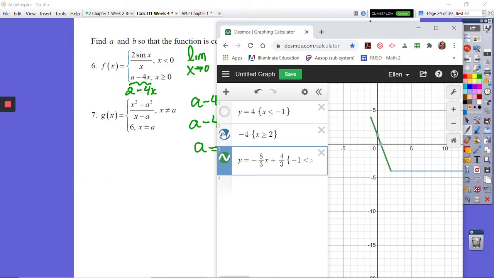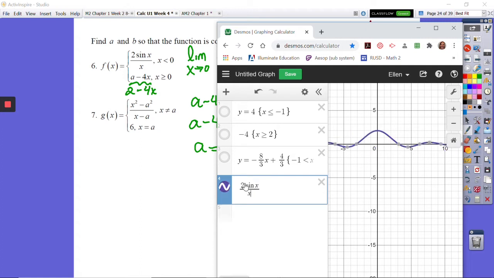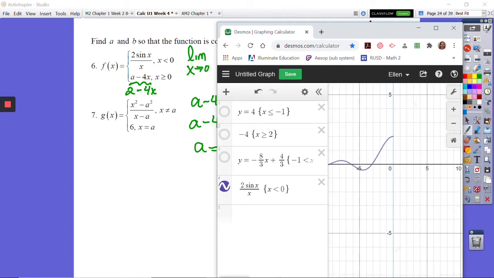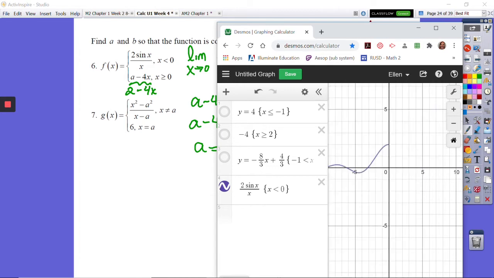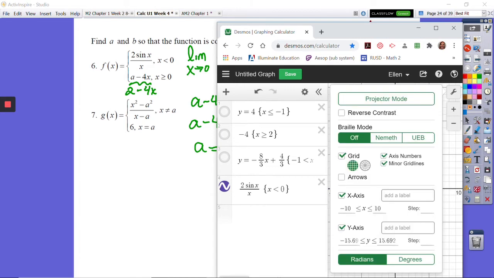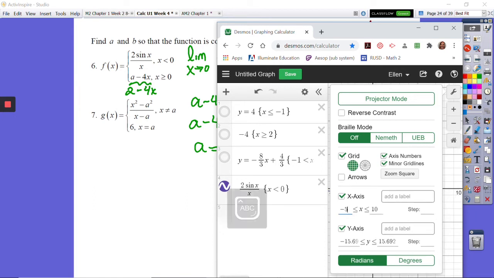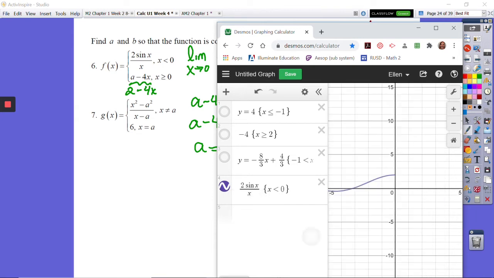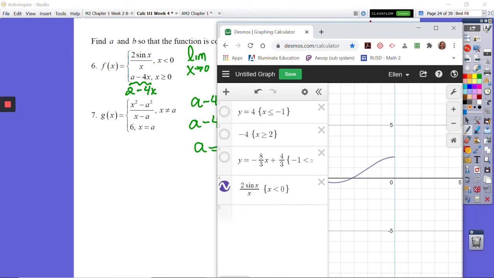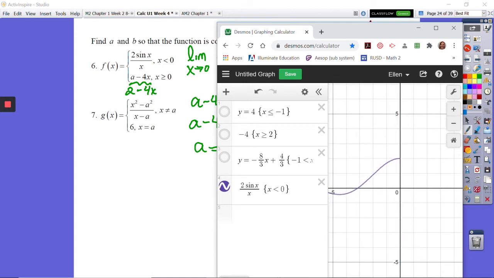So I'm going to go ahead and turn these off. And then I have 2 sine x over x, okay? And that's only true when x is less than 0. Let's just go back home and we'll just make this bigger. Negative 5 to 5. How about that? That works. Okay, so let's look at that.